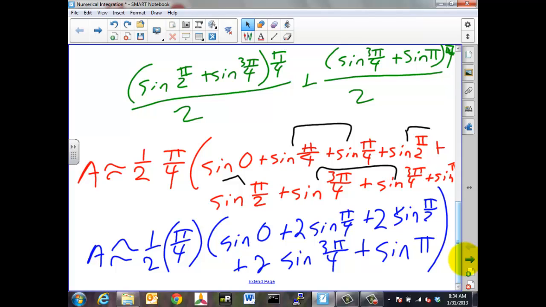1/2 pi over 4 times. And pi over 4 is the height. All right. Well, so 1/2 times the height. What happens in here? The ones that are in the middle and not on the outside, there's two of them. There's 2 of all the ones on the inside and only 1 on the outside. Does everybody see that?